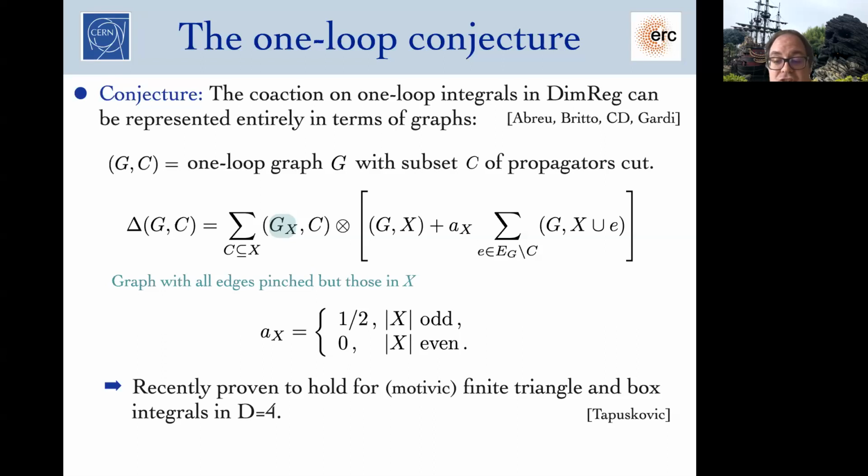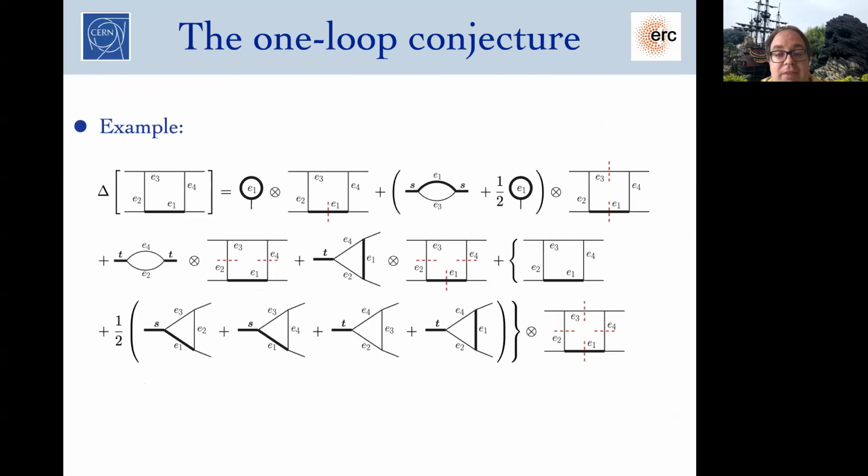And I should mention that recently, Matija Tapuskovic has proven some motivic version of this formula for finite triangles and box integrals in 4 dimensions. Not in dimensional regularization, but in 4 dimensions. This formula was proved. But we observe that it holds in all cases, and there's some motivation when you look at the contours and how the contours correspond to that. Okay, just to show you that things get really non-trivial, the fact that the coaction commutes with dimensional regularization, its expansion in epsilon, is non-trivial. This is an identity that holds.